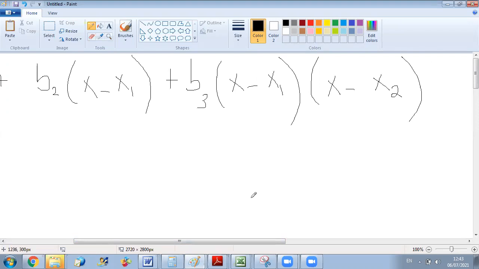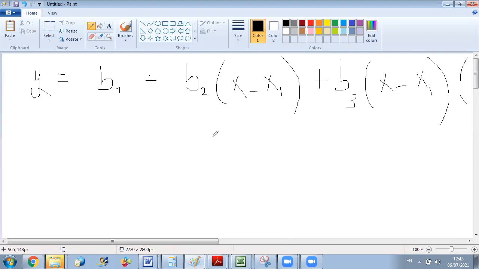Okay, and we want to find what will be the corresponding value of b3. So we replace b1 by its value. b1 is equal to y1. b2 is equal to (y2 minus y1) over (x2 minus x1).